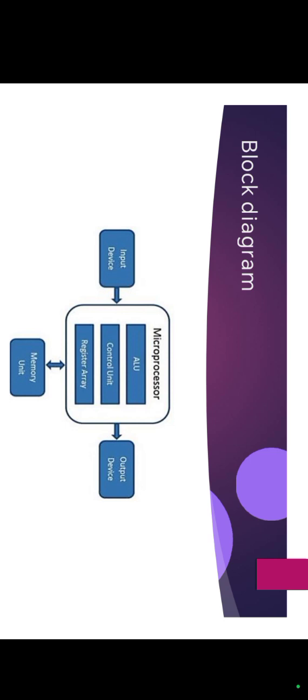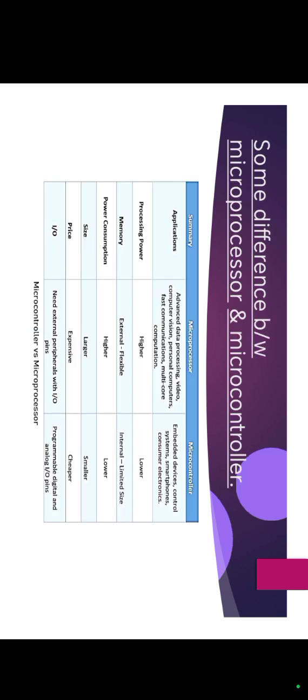There are the ALU, control unit, and register array. The ALU performs the arithmetic and logic operations, the control unit controls the overall microprocessor, and the memory unit stores the data which are processed in the microprocessor. And there is the output device which is used to produce the output, through output devices such as monitor, printers, etc. So now I'm going to give some differences between the microprocessor and microcontroller.